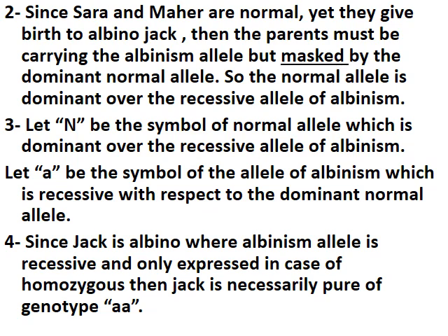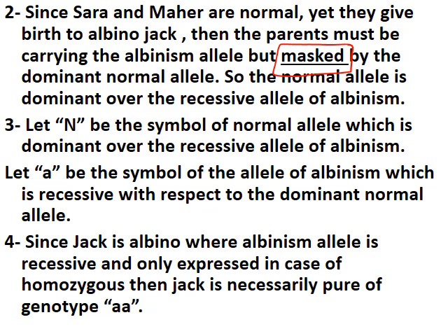So which is the dominant allele? Since Sarah and Maher are normal, yet they give birth to an albino Jack, who has albinism, the parents must be carrying the albinism allele but masked. Here the key word is masked. You have to know this by the dominant normal allele. So the normal allele is dominant over the recessive, which is the allele of albinism.